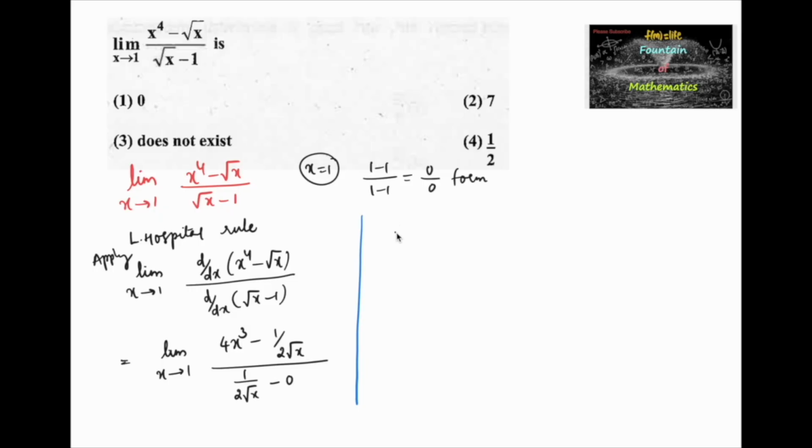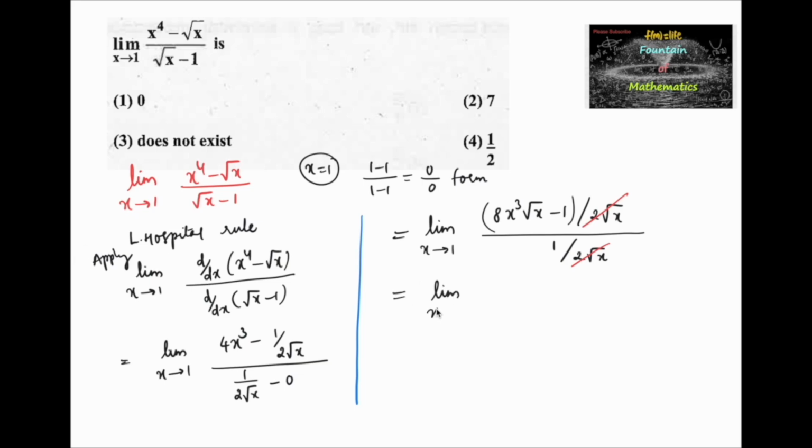So we can simplify and write here limit x tends to 1, 8 into x power 3 into root x minus 1 divided by 2 root x, the whole divided by 1 divided by 2 root x. So we may cancel the denominators and we can write limit x tends to 1, 8 into x to the power of 3 root x minus 1, and here we can say that this is not in the form of 0 by 0 form. So we can simply substitute x is equal to 1. So 8 into 1 cube into root of 1 minus 1, that is 8 minus 1, which is equal to 7. So we can say option 2 is the answer.